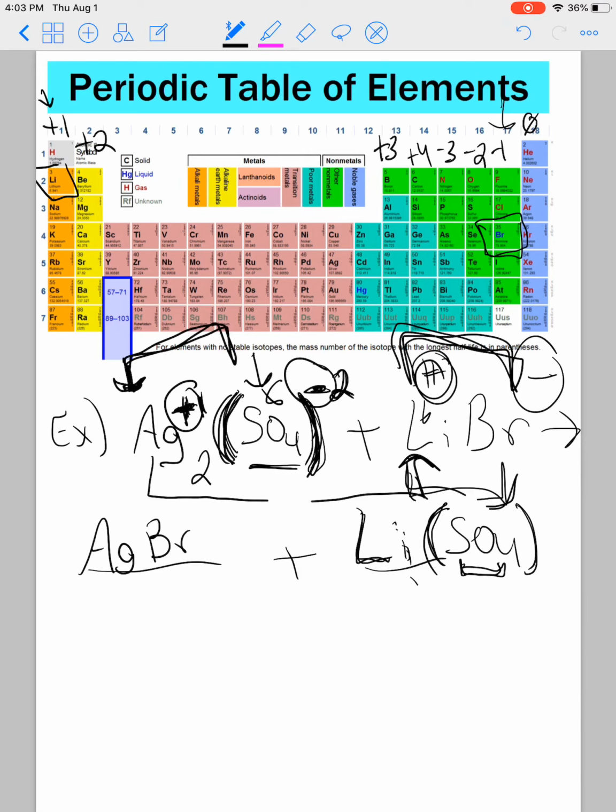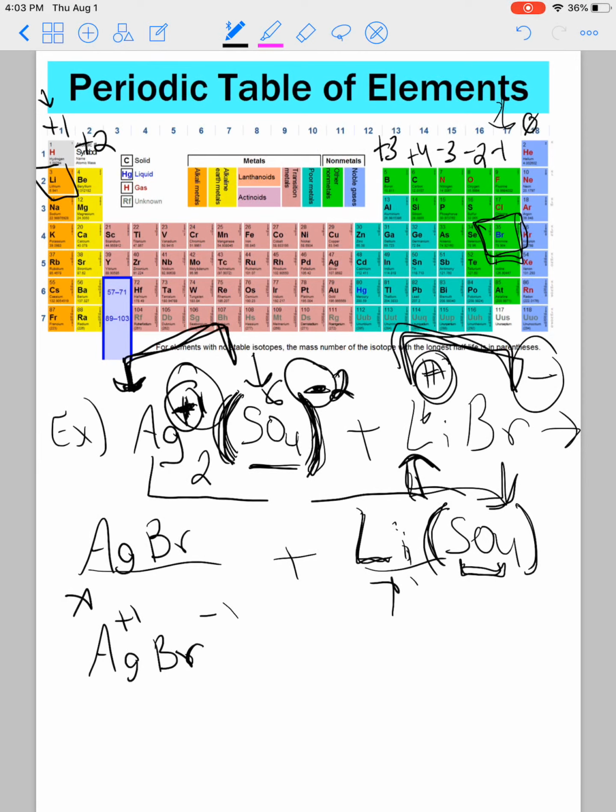Now, I'm not done just yet. I have one more step to do, and then I'll be completely finished with this problem. I have to do the crisscross rule to make sure my formulas right here are written correctly. So let's start with AgBr first. Okay, Ag I know has a charge of +1. It tells me that because it's a transition metal. Br's charge I can find from the periodic table. I found it to be -1.